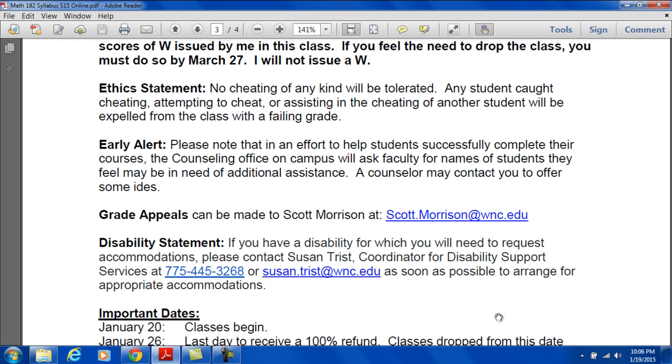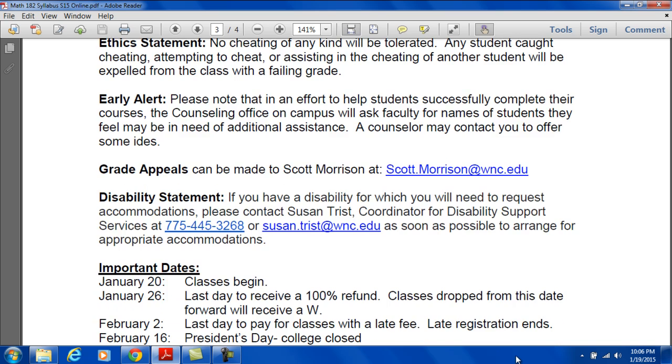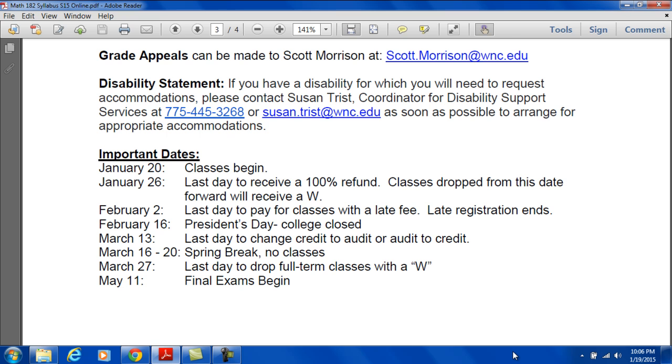Grade appeals can be made to Scott Morrison, and there's his email address. Disability statement. If you have a disability for which you will need to request accommodations, please contact Susan Trist, the coordinator for Disability Support Services, and there's her phone number and email address, as soon as possible to arrange for appropriate accommodations.